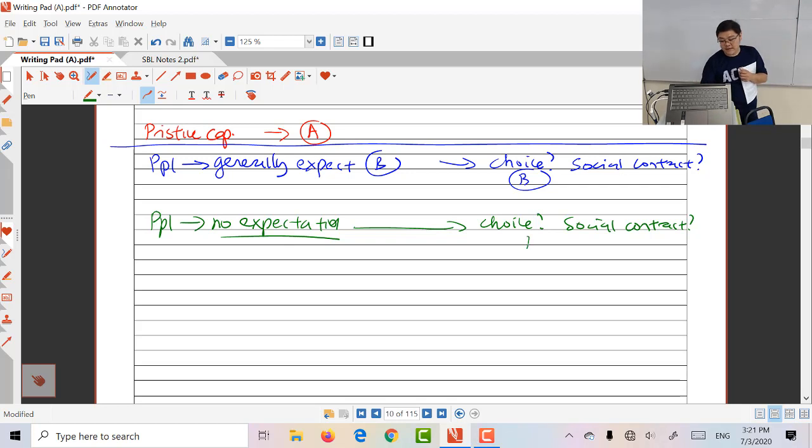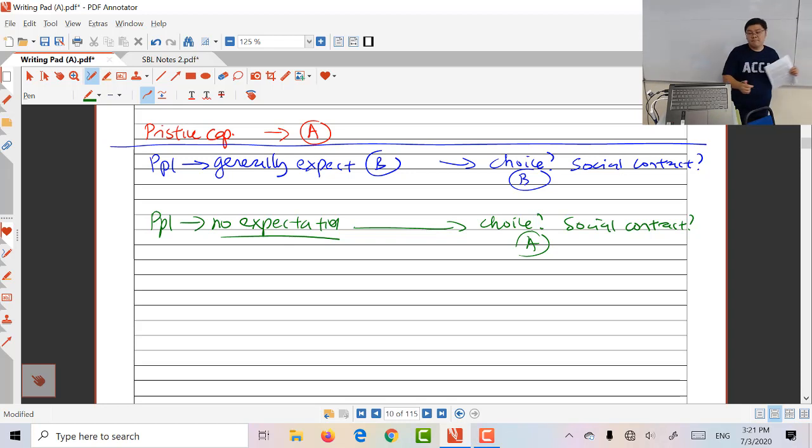A. You take A. I mean, why spend extra money when it's not in line with your expectation? You do A also, nobody is going to complain. Then what's the point of spending? See, that is a social contractarian position. You will go back to choice A.